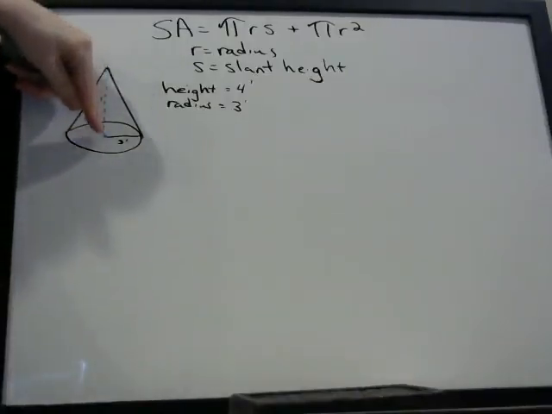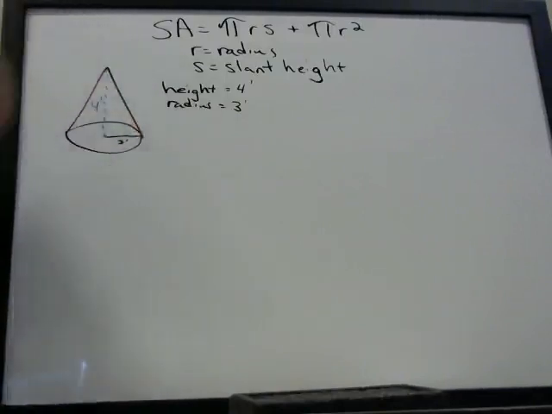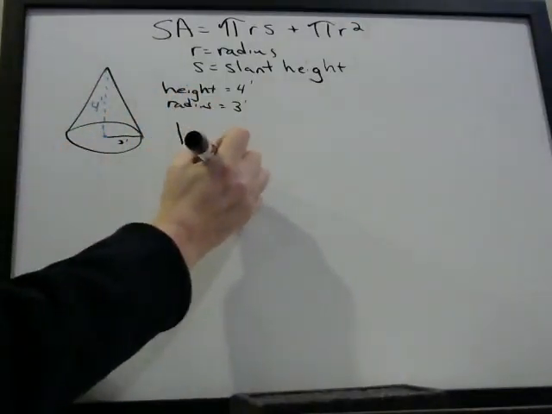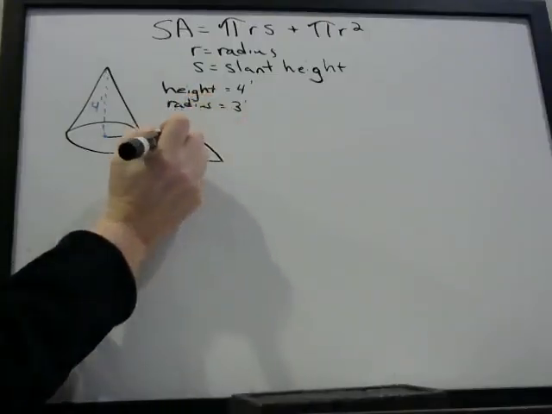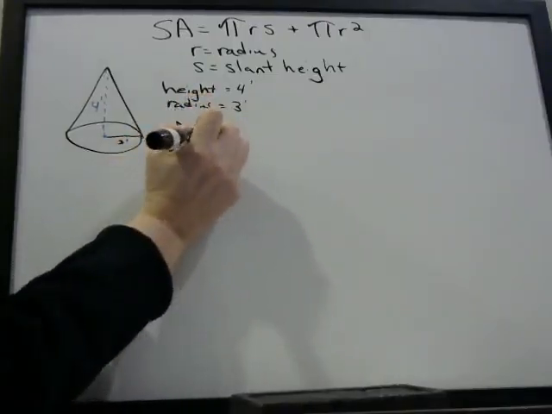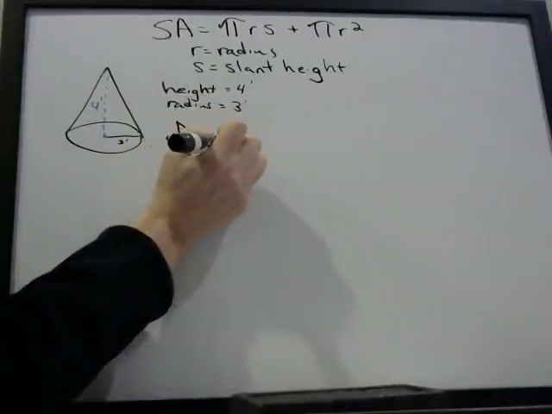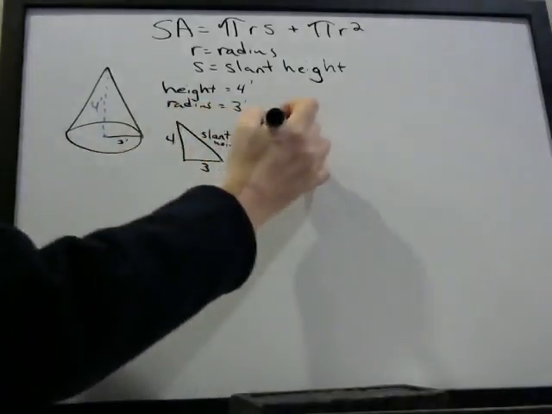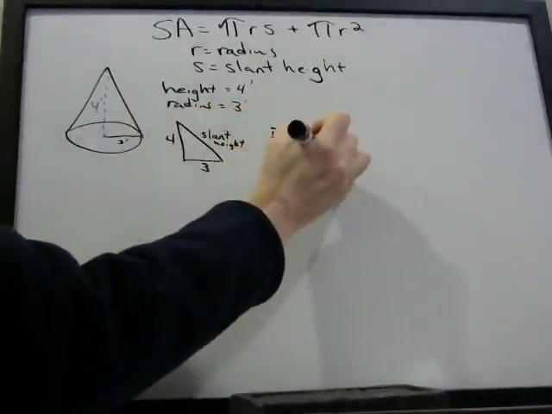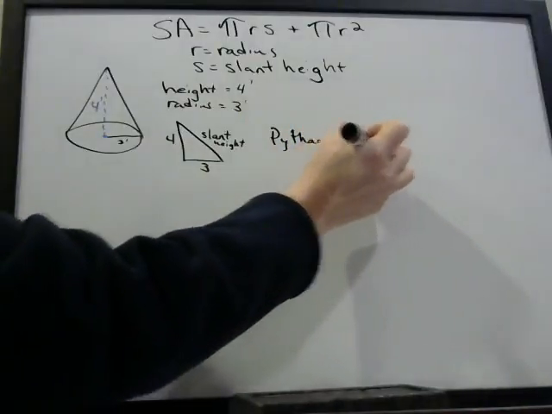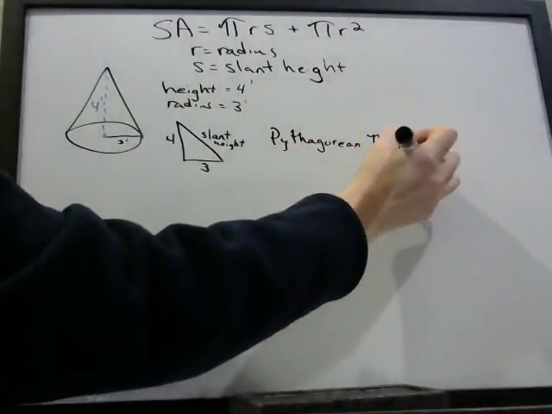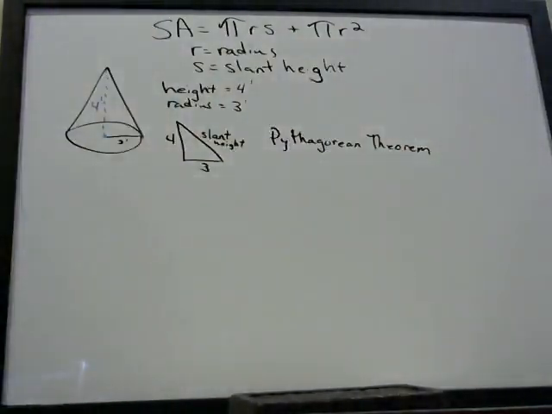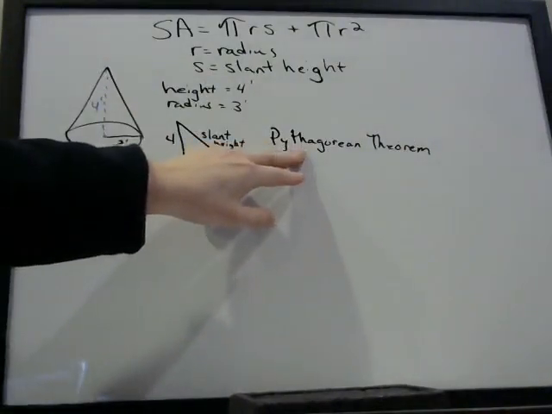Because if you see that this is really forming a triangle. So we really have a triangle where this is 4 and this is 3, and here is your slant height. Now, in order to figure this out, you're going to have to use something called the Pythagorean theorem. The Pythagorean theorem is on your formula sheet, but you need to obviously know how to work it. And there's a video that you can watch on the Pythagorean theorem if you don't know how to do this.